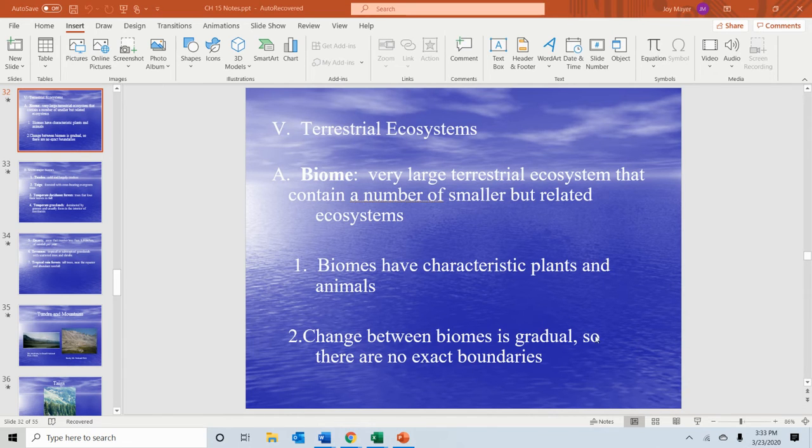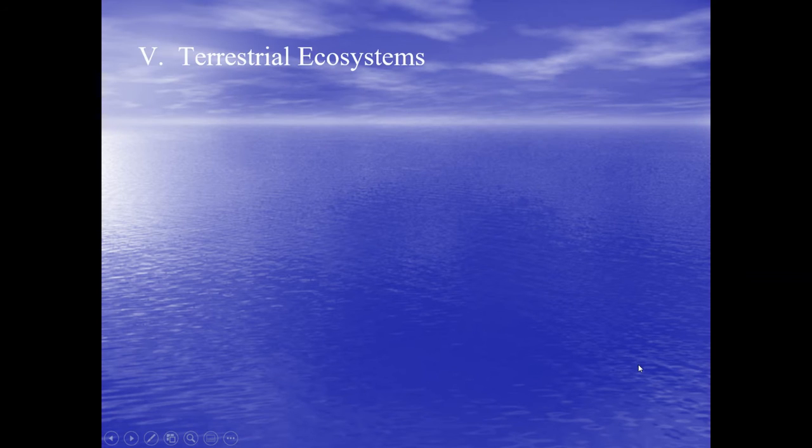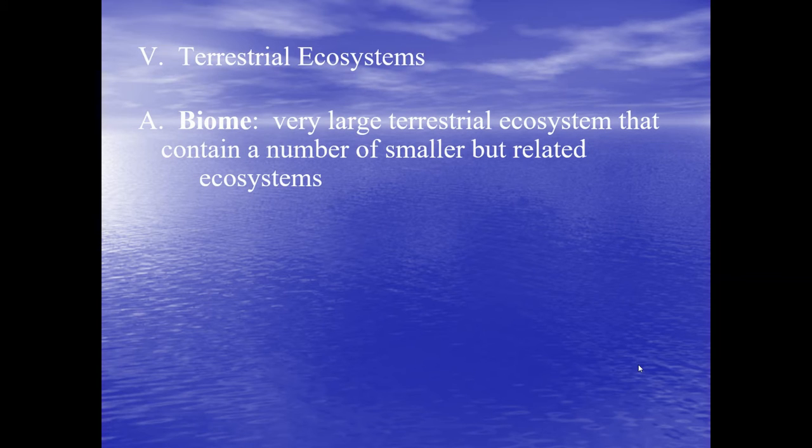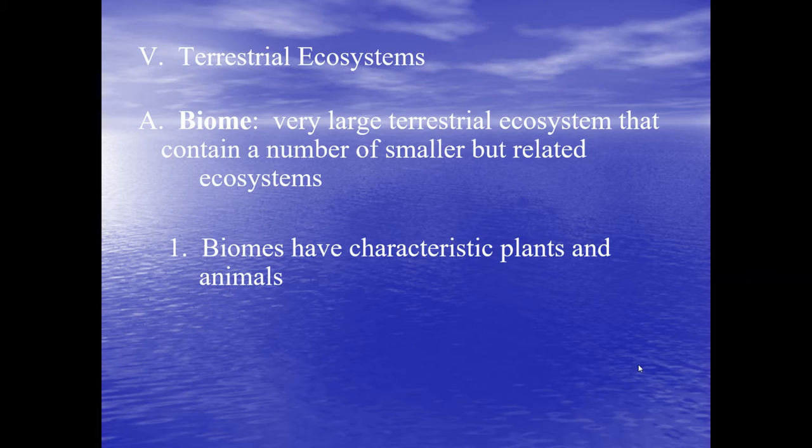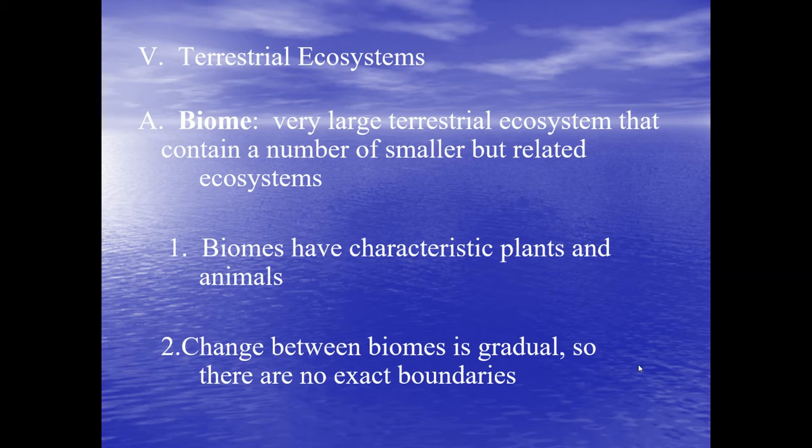So we're on Roman numeral 5, terrestrial ecosystems. Terrestrial just means land. So these are different land ecosystems. A biome is a very large terrestrial ecosystem that contains a number of smaller but related ecosystems. Biomes have characteristic plants and animals. The change between biomes is gradual, so there are no exact boundaries. Going from a savanna to a desert, there's not an exact fence or line there. It's just a gradual change from one to the next.